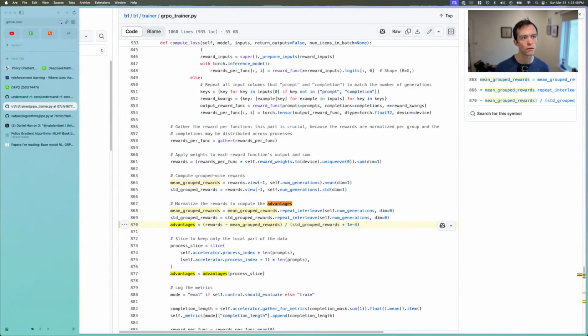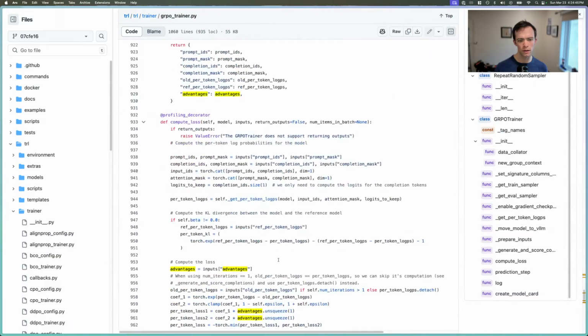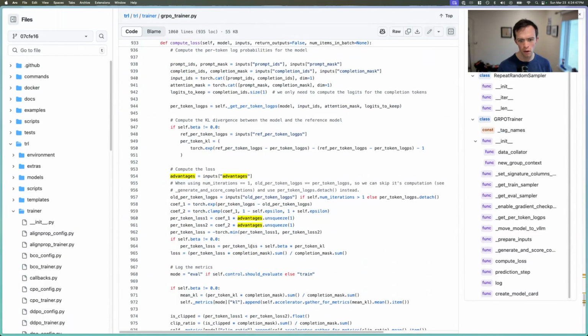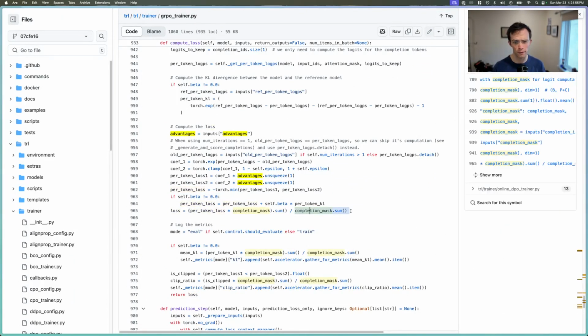Let's see if this goes back. So we need to find the loss. If we have the loss here, what it's doing is we have the torch.mean, and then loss is equal to this, and this is the masked mean operation, where the second part of this is doing this length normalization.